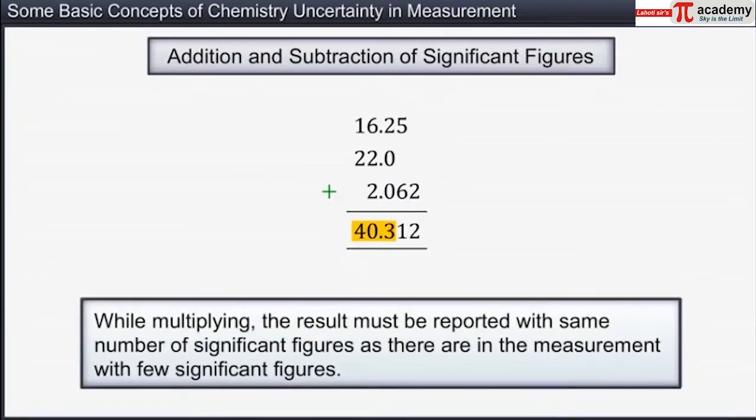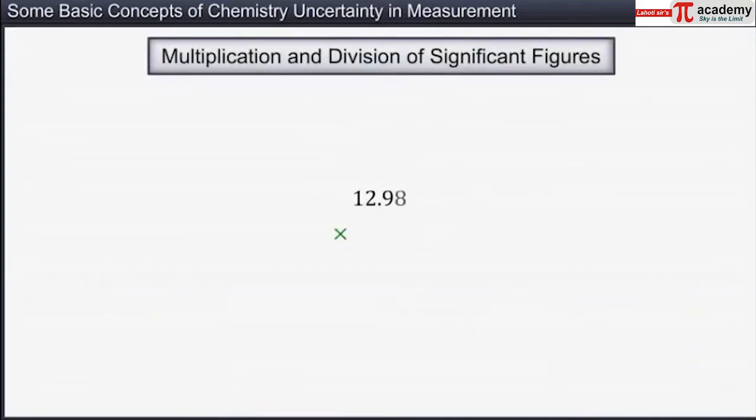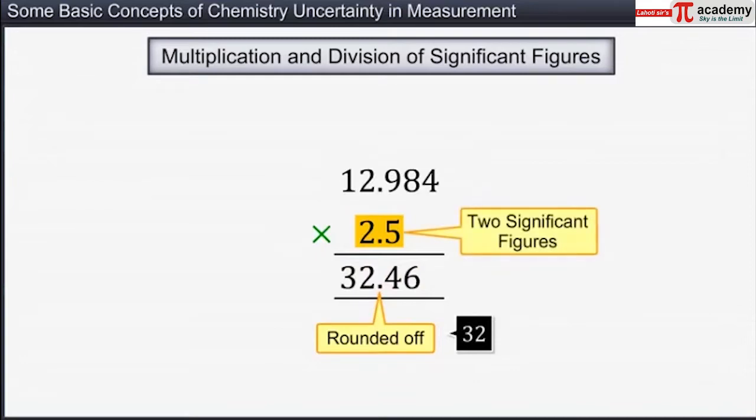While multiplying, the result must be reported with the same number of significant figures as there are in the measurement with the fewest significant figures. For example, if we multiply 12.984 by 2.5, the result is 32.46, which should be rounded off to 32, as the number 2.5 has only 2 significant figures.